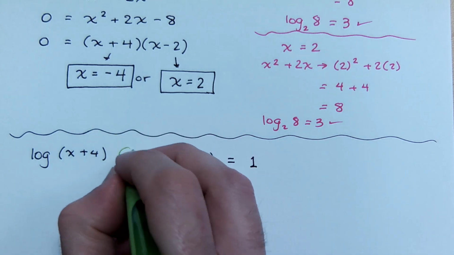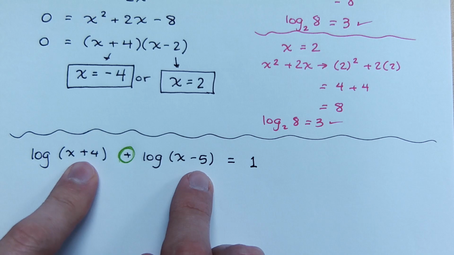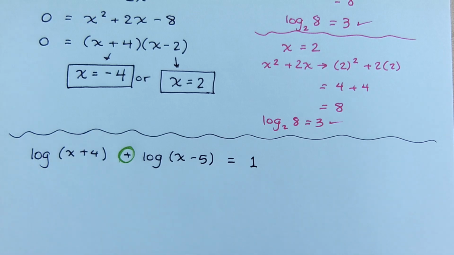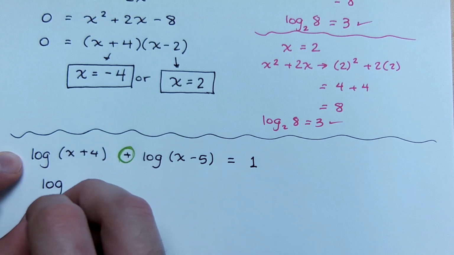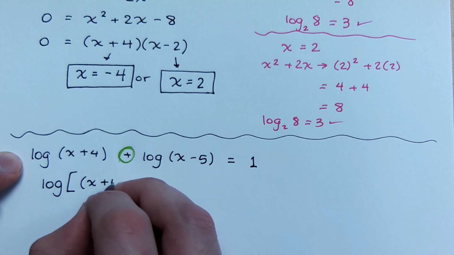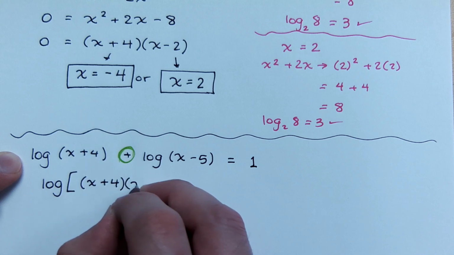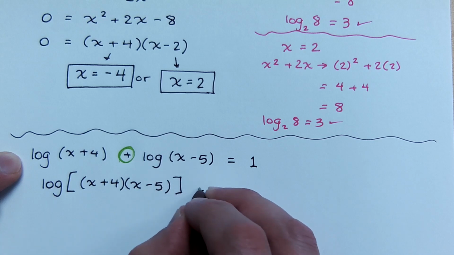When you have addition right here, what does that mean that you can do with the expressions inside the log? Bring them together as a product. Now, that does not mean you multiply the logarithms. That means that you have a single logarithm that inside contains the two factors x plus 4 and x minus 5.